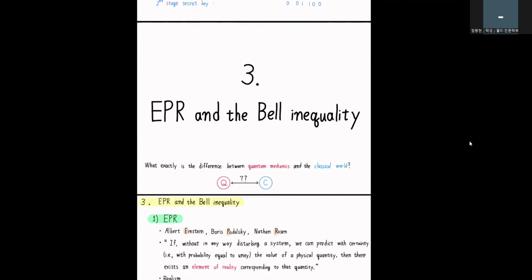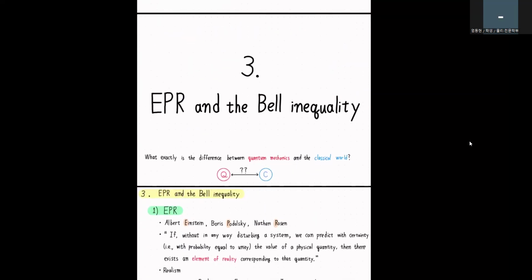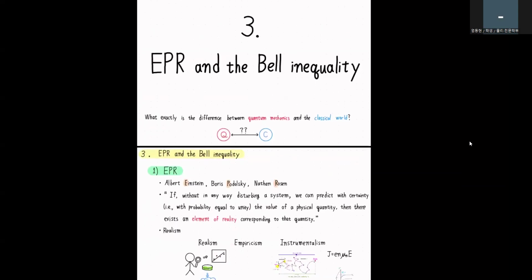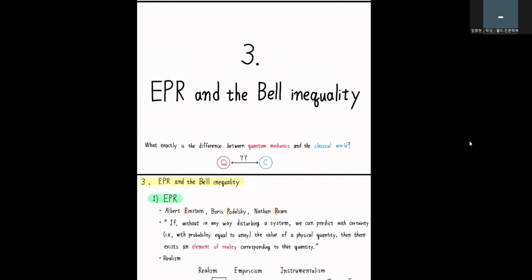So let's move on to another topic in quantum mechanics called the EPR paradox and the Bell inequality. So this experiment fundamentally aims to answer the question of what exactly is the difference between quantum mechanics and the classical world. So the EPR paradox aimed to disprove quantum mechanics once and for all, and to prove that classical realism was the correct way of looking at the natural world.